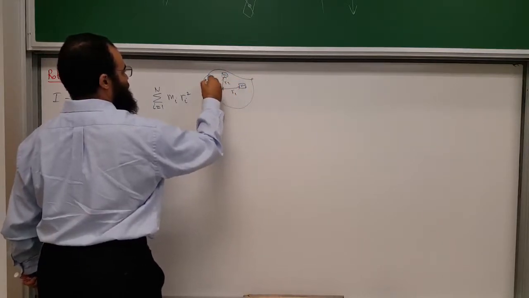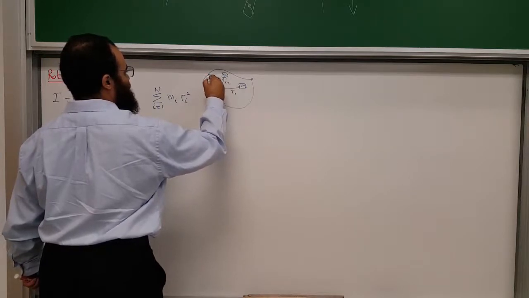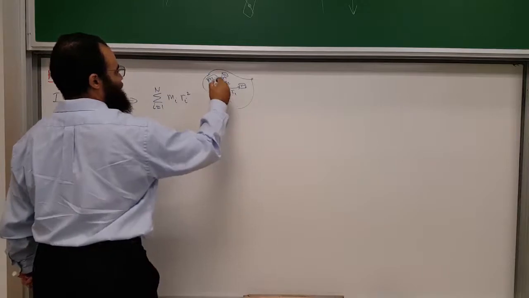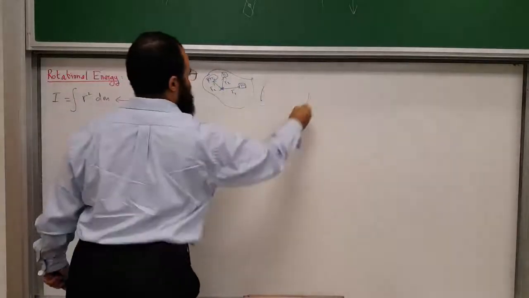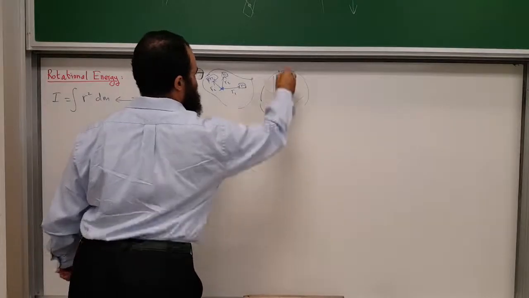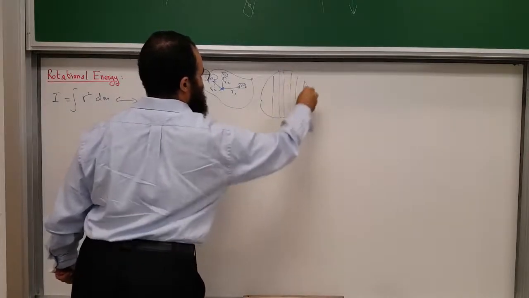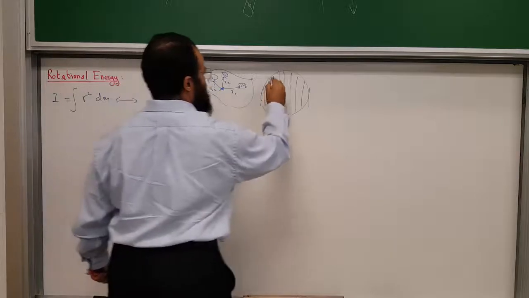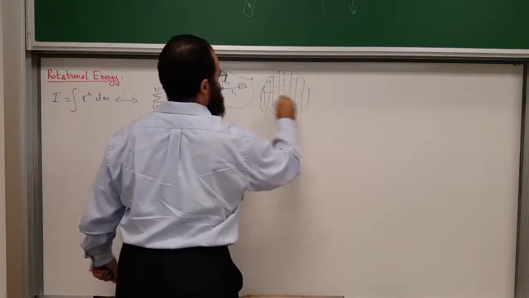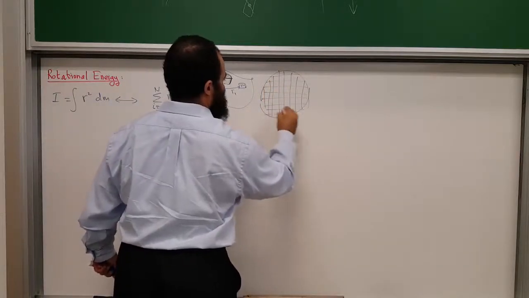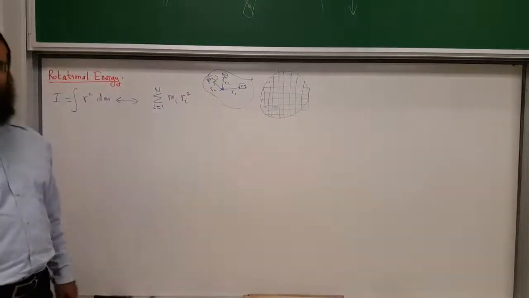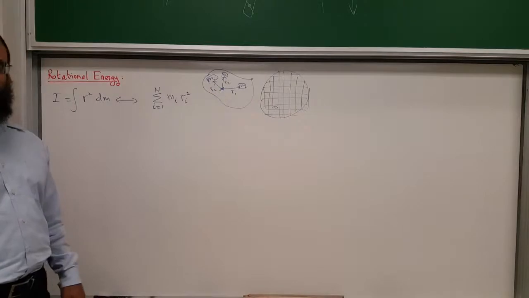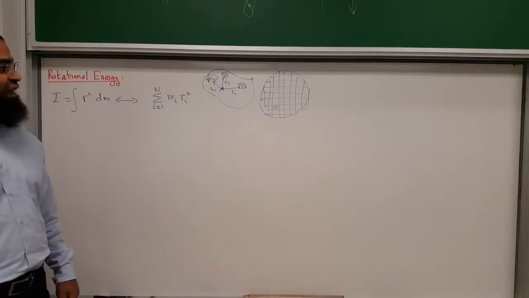And we just call one of them m_i, and the distance to it is r_i, and just divide it into many masses, right? It's like you take this and make it into a grid, so you divide it into many, many masses. And if I say, what's the moment of inertia of this, you should not be able to answer. You should say, I don't know. You have to specify the axis.